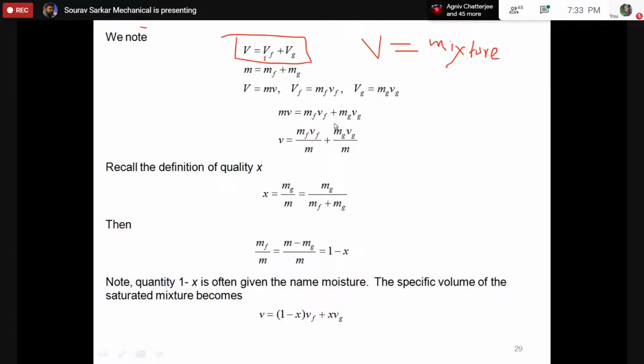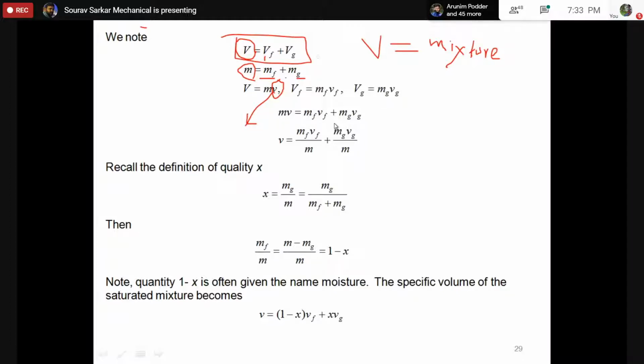So let's say this is Vf and this is Vg. The total volume can be written as Vf plus Vg. Similarly, the mass can be written as Mf plus Mg. And this is the average volume that you need to determine. What do you mean by average? Whenever you have uniformly mixed it.